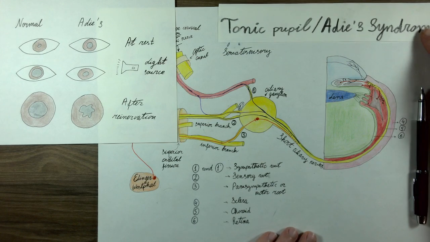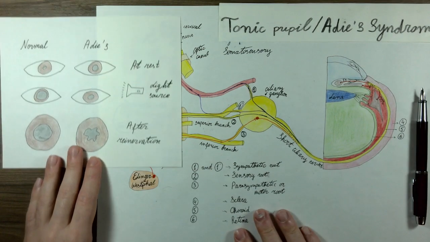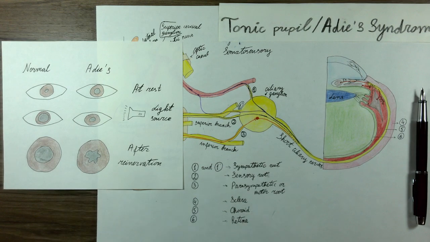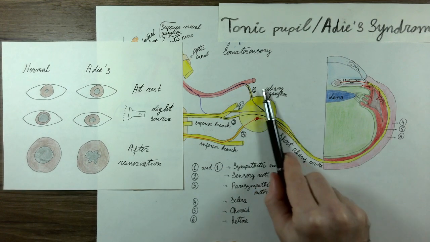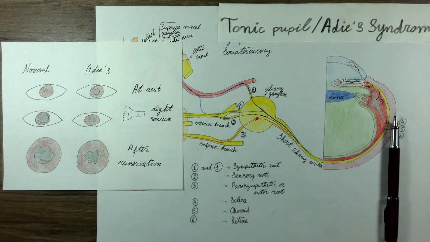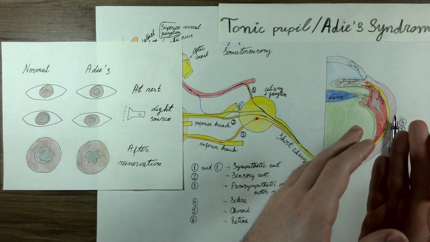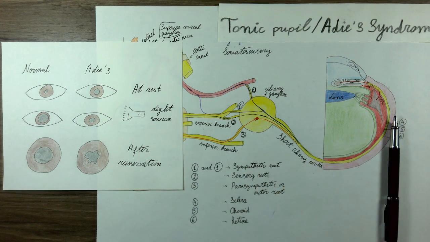The tonic pupil syndrome is a condition which occurs when you have any kind of damage to the ciliary ganglion. It's usually due to either viral infection or autoimmune disease. I will put a link down below which you can read if you're interested in more information about the condition.